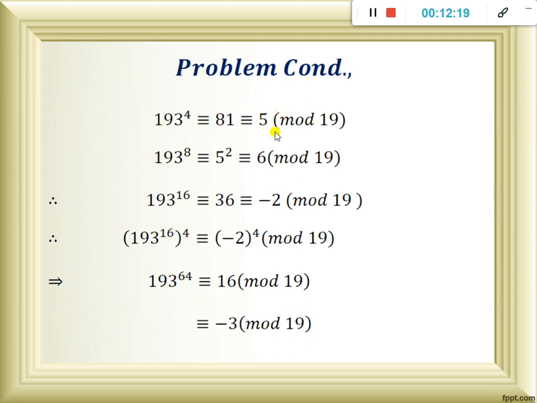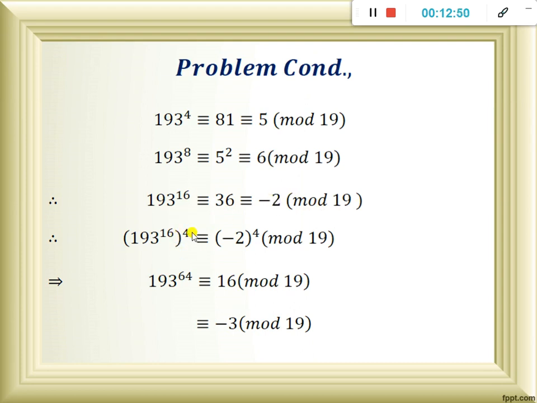Again squaring on both sides, 5 square becomes 25, right? In 25 only 19 once is there, remainder is 6. Again squaring on both sides, 6 square becomes 36. Divide this 36 by 19, you will get remainder -2, right? Actually some larger number will come. Only 19 once is there, remaining number minus this 19 will get -2.